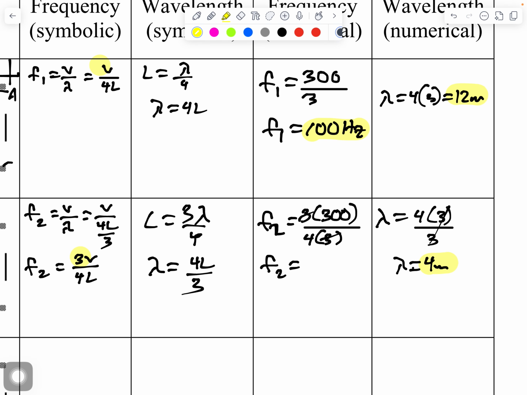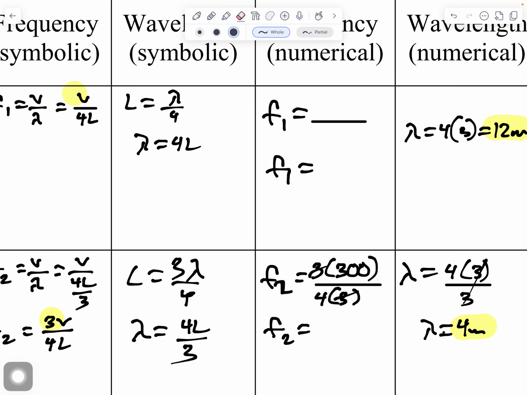And if I go 300 divided by 4 times 3, that's where I went wrong. Okay. So 100 is 300. That's where I went wrong. This is not 100. Okay, my apologies.